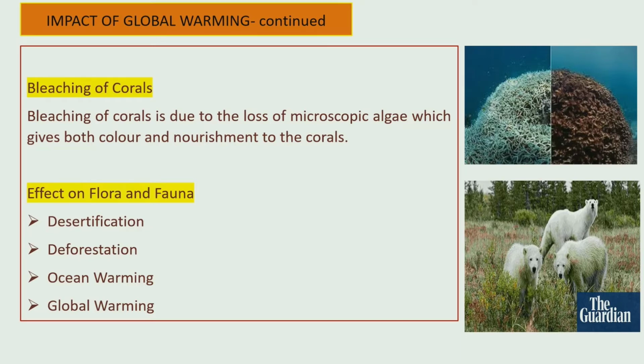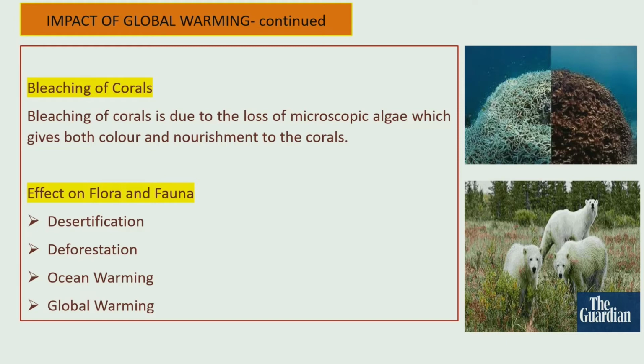So if the temperature is high, this algae will die, and then there will be fading of these corals, which the algae gives both color and nourishment to. This microscopic algae gives both color and nourishment to the corals, but because of the temperature they die and there is bleaching of corals.